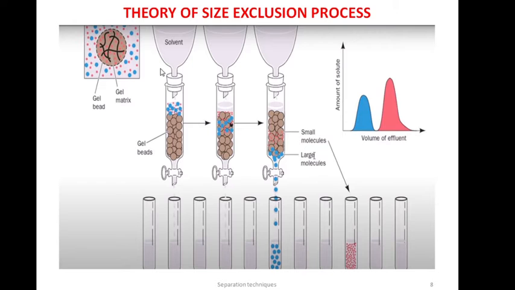Okay, so this is the column, circular gel beads which have been packed into the column. They can be two types, they can be aqueous or non-aqueous. Depending upon the solvent you can call it as gel filtration or gel permeation chromatography, but the principle and theory in both the techniques are going to remain the same.